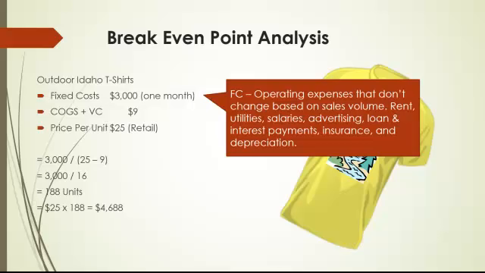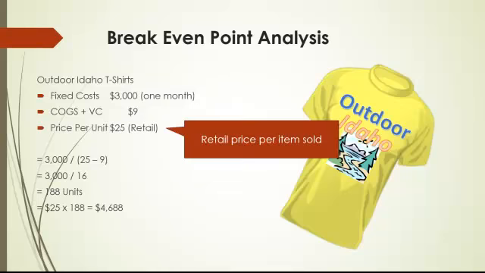Whether you sell nothing or whether you sell 1,000,000 t-shirts, your rent stays the same. General salaries stay the same, your loan and interest payments stay the same, etc. So those are fixed costs. And then your retail is your retail price per item sold.